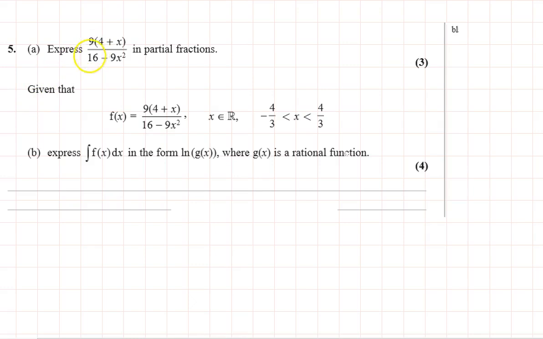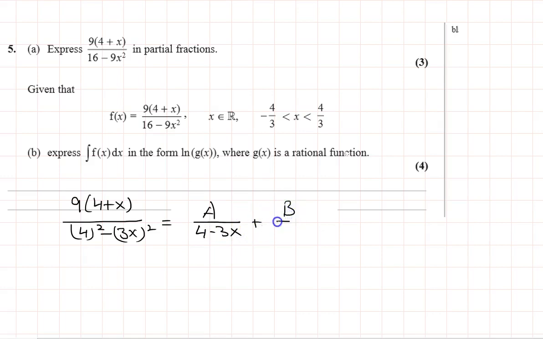Question: 9(4 plus x) divided by 16 minus 9x square, in partial fractions. So we have 9(4 plus x) over 16 can be written as 4 square, and 9x square can be written as (3x) square. So its partial fraction will be a over 4 minus 3x plus b over 4 plus 3x.